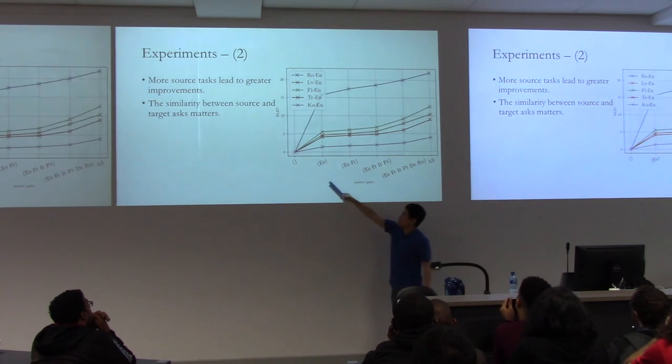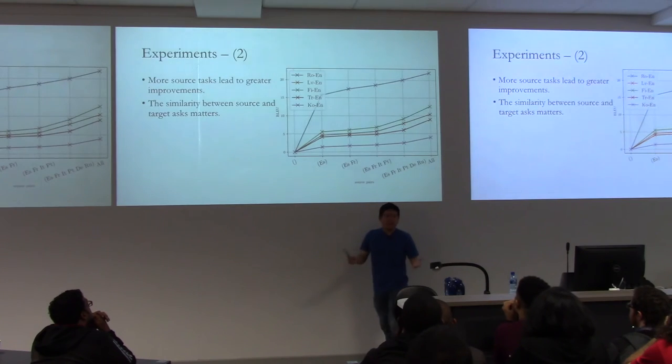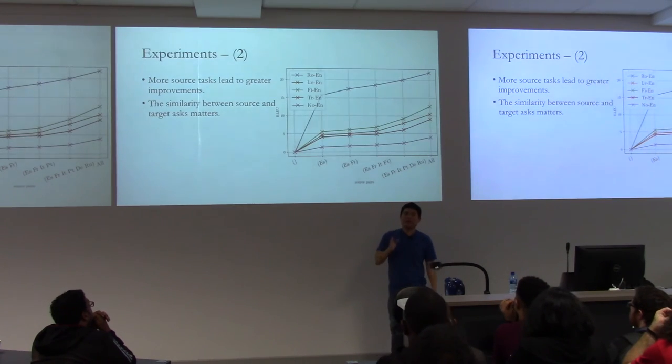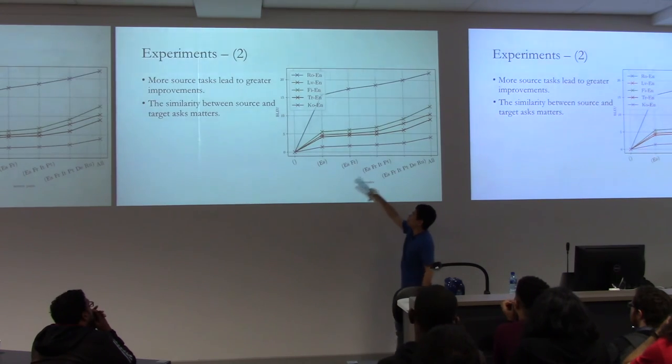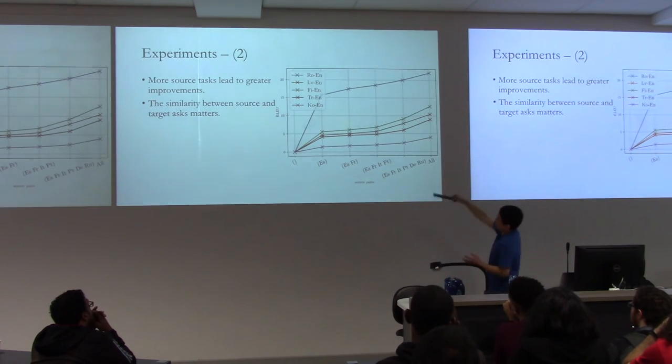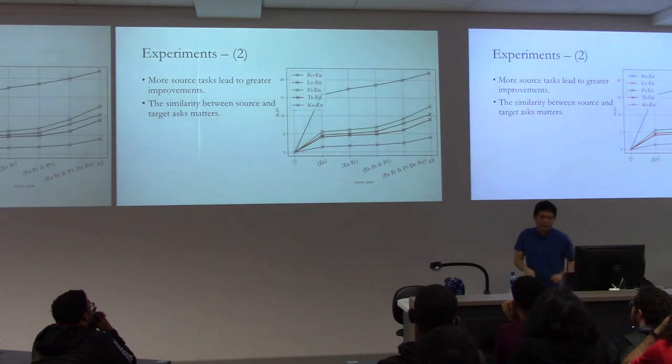So without any source tasks, essentially with just the 800 training examples, you cannot build a translation system that's going to do anything. But as we add in more and more data from the different language pairs, we do see that it gets better and better.